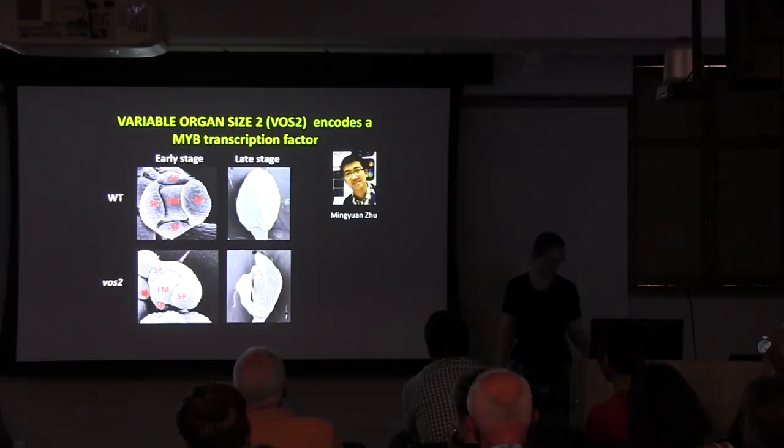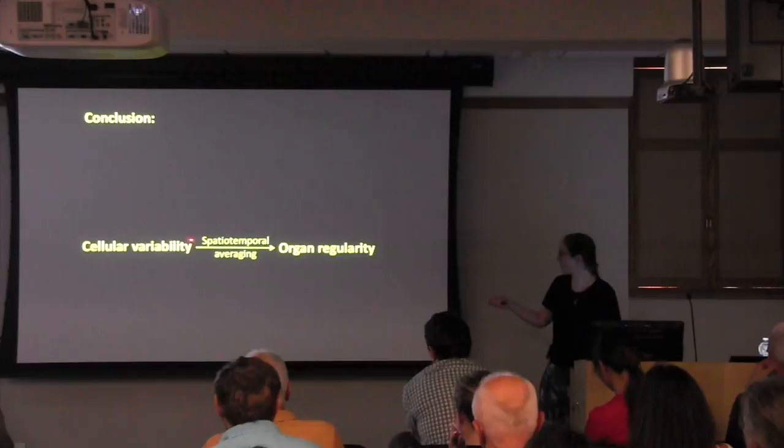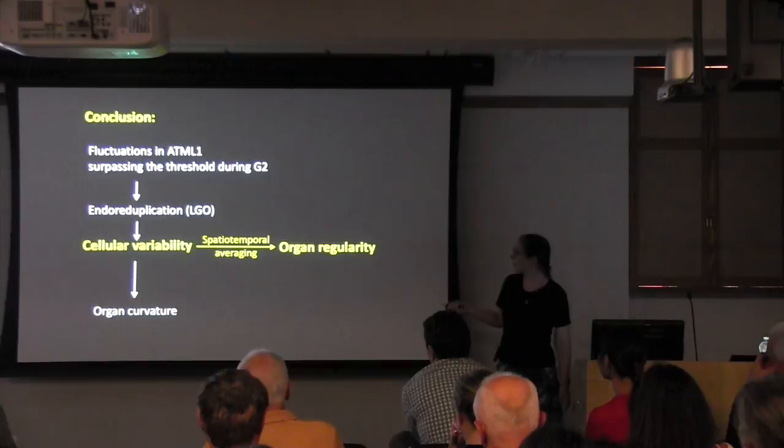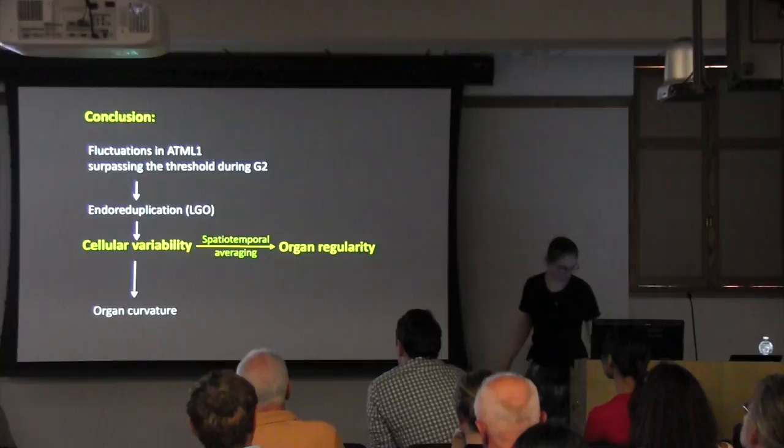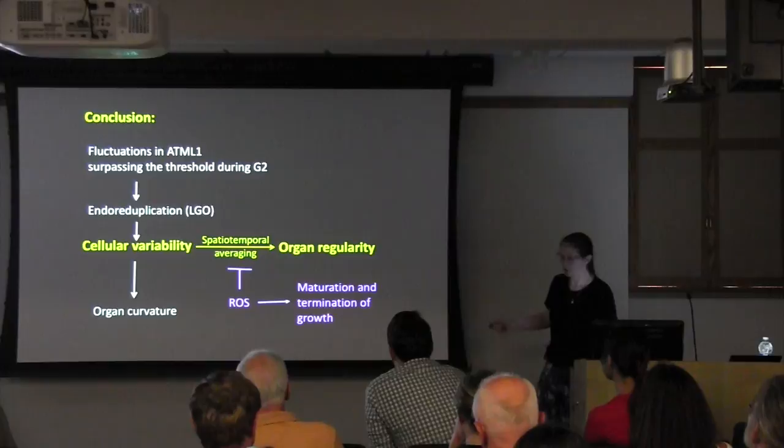So just to summarize everything, we've got our spatial temporal averaging of cellular variability to produce organ regularity. We've found a new patterning mechanism where fluctuations in ATMOL1 surpass a threshold during G2. That triggers endoreduplication via LEGO, and that leads to proper organ curvature. And reactive oxygen species inhibit spatial temporal averaging and induce the maturation and termination of growth.